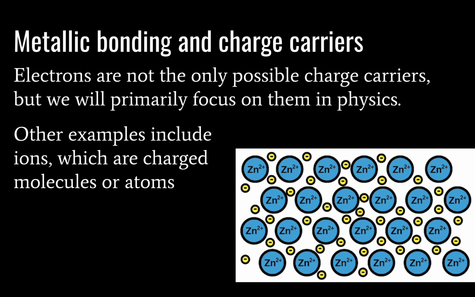Electrons are not the only possible charge carriers, but we focus on them in physics. Other examples would be ions, which are charged molecules or atoms. You'll see them more in chemistry in ionic solutions or molten ionic substances. In physics, though, at least in IB physics, we mainly deal with solids, and electrons are the charge carriers.